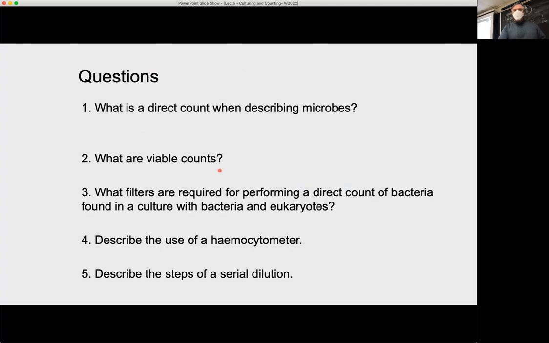Okay, there's questions here. What is a direct count when describing microbes? Direct count. Go ahead. Sorry, I don't remember your name. Brooklyn. Pardon? Brooklyn. Okay, sorry, Brooklyn. That's okay. What is a direct count?